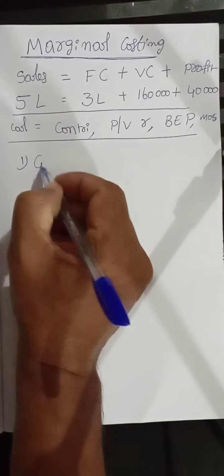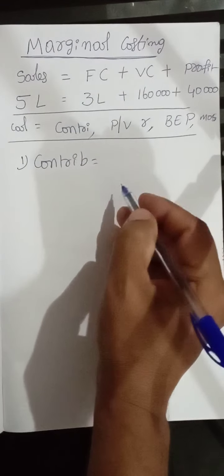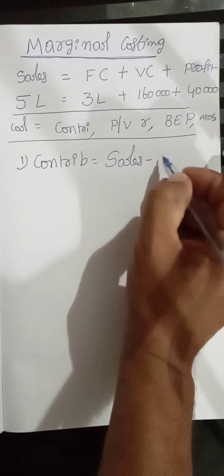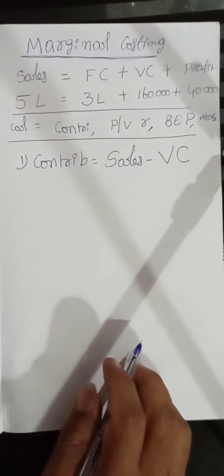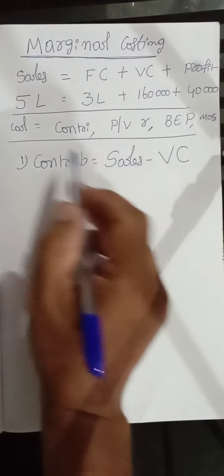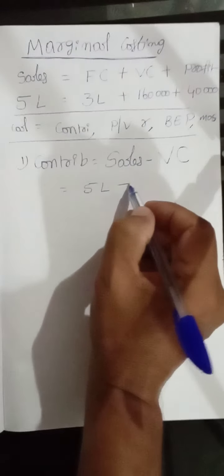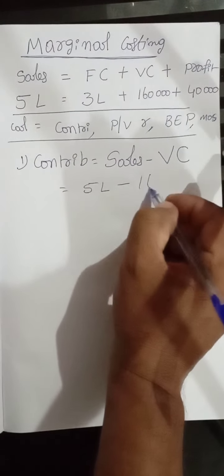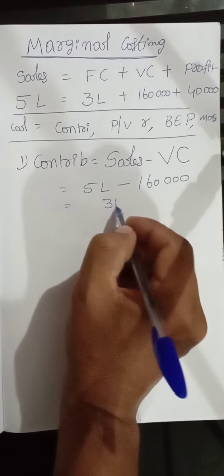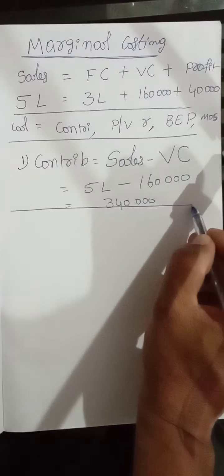First formula: contribution is equal to sales minus variable cost. Now I am substituting in this formula. Sales is equal to 5 lakhs, minus variable cost is equal to 1,60,000. Here contribution is equal to 3,40,000. This is called the contribution formula.